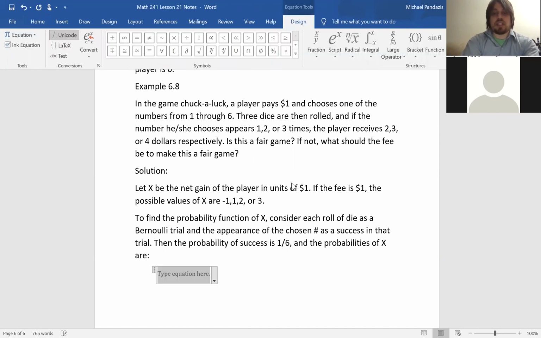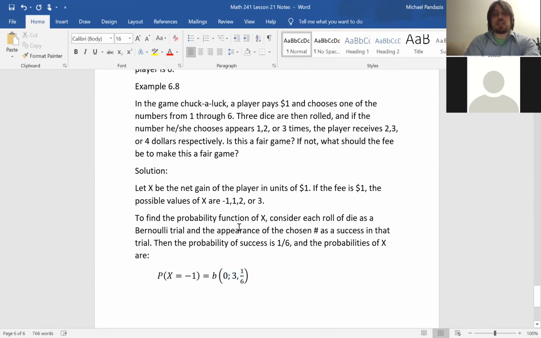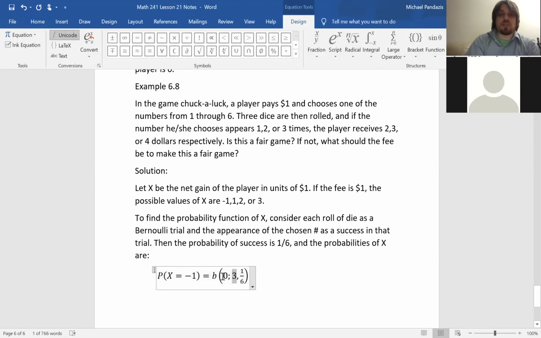So the probability of X equaling negative one, that would be in Bernoulli trials the probability of zero successes out of three total trials, where the probability of success in any given trial is 1/6. Right? So you have three total Bernoulli trials, you have zero successes, probability of success is 1/6.